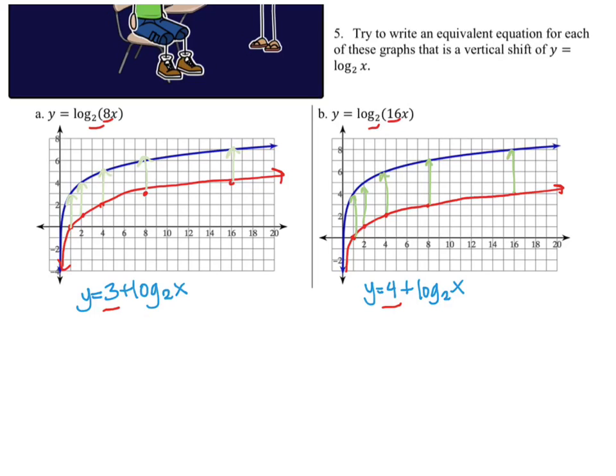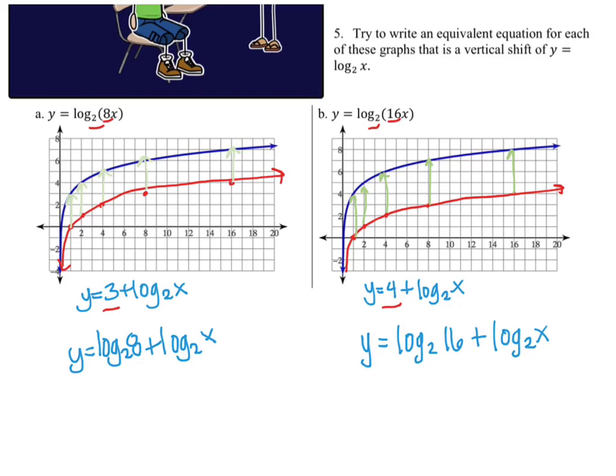Well, I noticed that 2 with an exponent of 3 is equal to 8, which means that log base 2 of 8 is equal to 3. So I could rewrite this equation as y equals log base 2 of 8 plus log base 2 of x. Same thing on b. 4 is the exponent that I put on a 2 to get 16. So I could rewrite this as y equals log base 2 of 16 plus log base 2 of x.